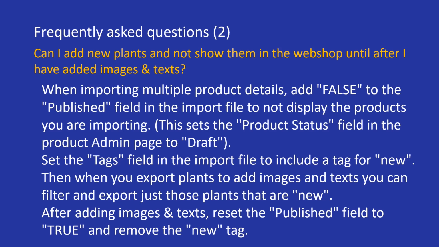Set the tags field in the import file to include a tag for new. Then when you export plants to add images and texts, you can filter and export just those plants that are tagged with new. After adding the Joy of Plants images and texts, export the plants again, then update the Publish field to True and remove the new tag, then re-import the plants and they'll be shown.